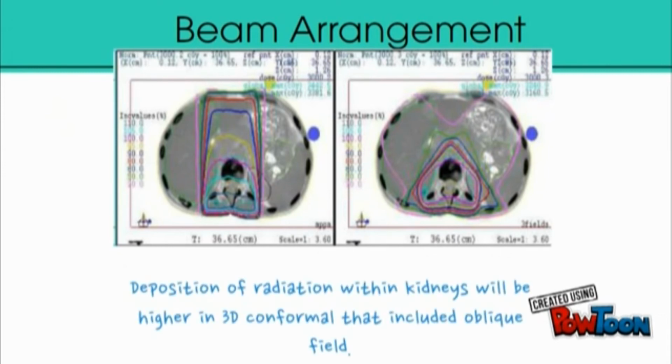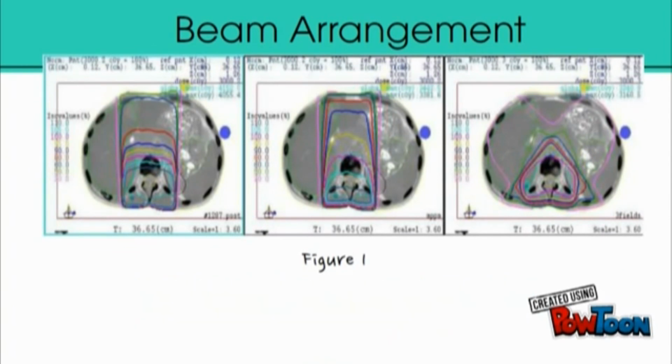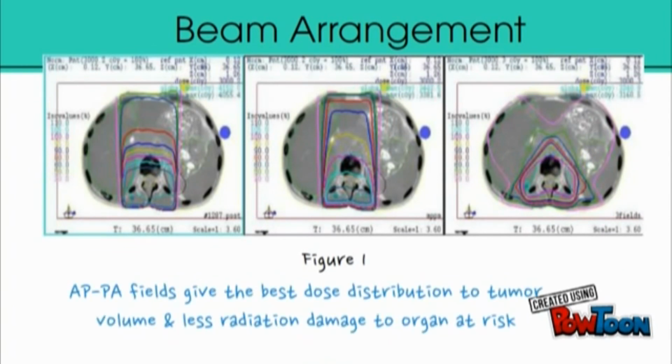Comparing the APPA fields and the 3D conformal plan that included a fair set of oblique fields, the deposition of radiation within the kidneys will be higher in the 3D conformal plan with oblique fields. In conclusion, APPA fields will give the best dose distribution to the tumor volume and less radiation damage to the organs at risk around the treatment area.